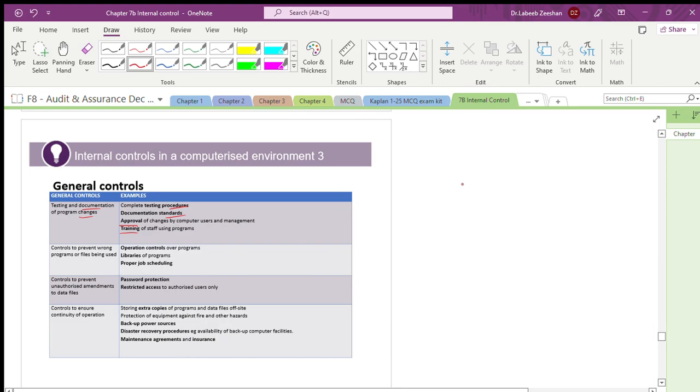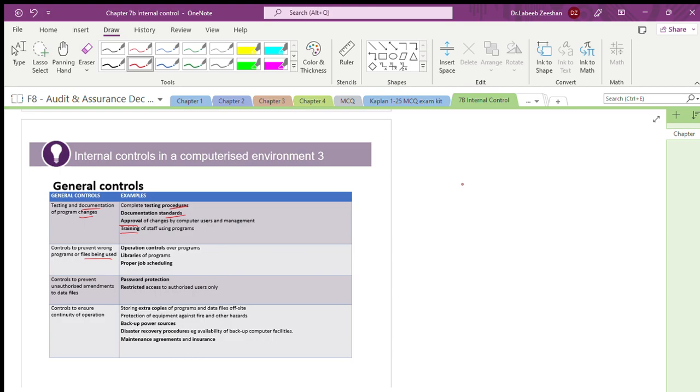Controls to prevent wrong programs or files being used. Is it right? In some organizations, I don't want to name the organization, you cannot even access a mail which has been sent from outside the organization. Got my point? If you are opening a mail which is received from outside the organization, definitely a trigger alert will be there. Is it right?